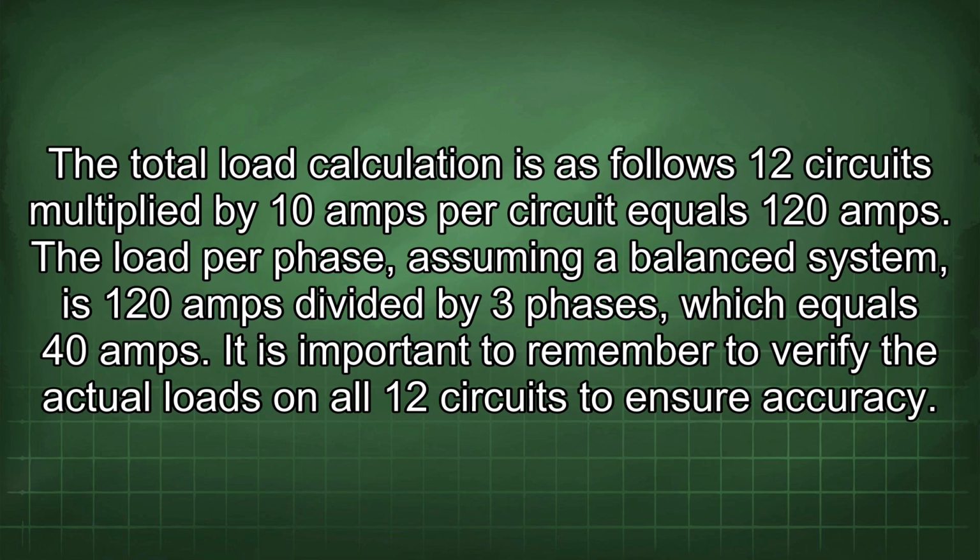The total load calculation is as follows: 12 circuits multiplied by 10 amps per circuit equals 120 amps. The load per phase, assuming a balanced system, is 120 amps divided by 3 phases, which equals 40 amps. It is important to remember to verify the actual loads on all 12 circuits to ensure accuracy.